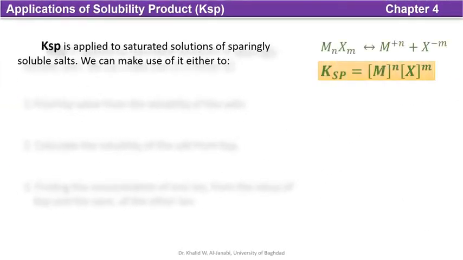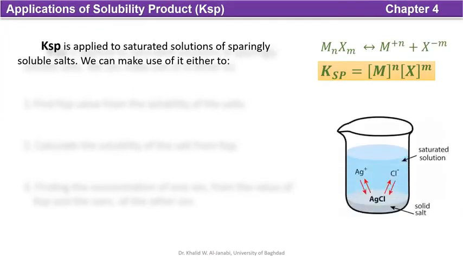Let's discuss today the solubility product, the KSP. KSP is applied to saturated solutions. This is a saturated solution of AgCl, of sparingly soluble salts. This is a silver chloride salt which has very low solubility in water. And here we can see the general equation to calculate KSP.